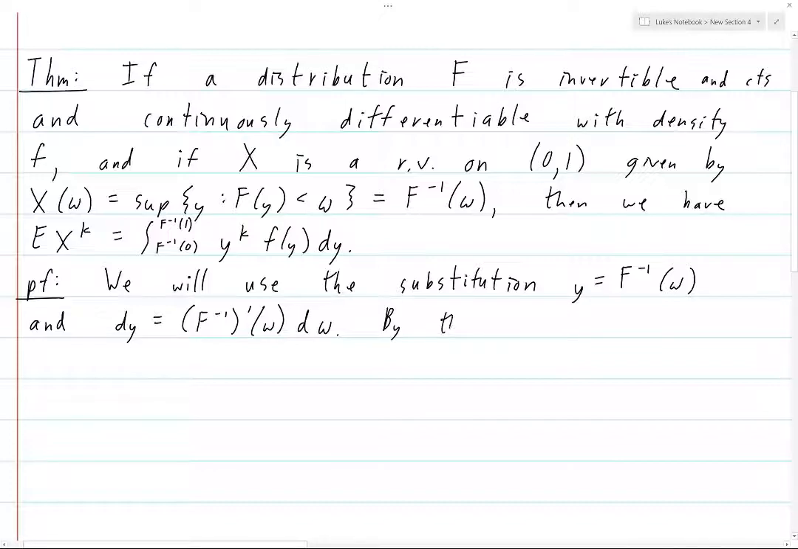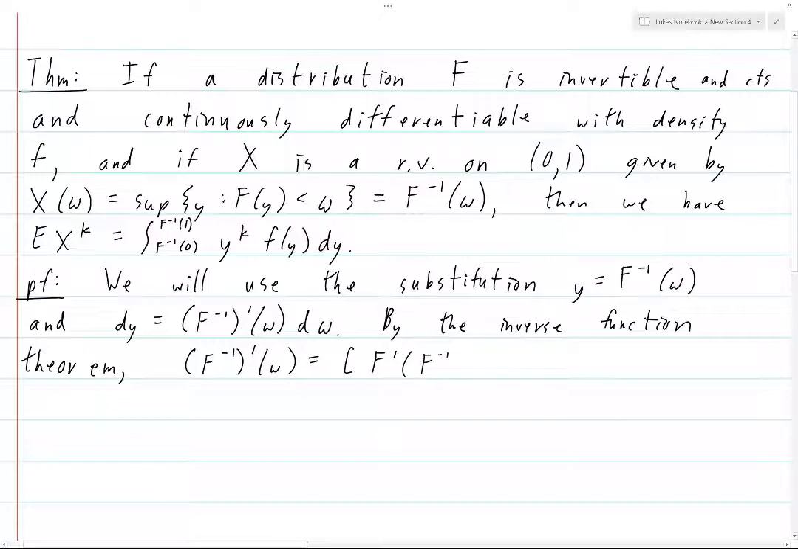So, by the inverse function theorem, this F inverse prime, basically the inverse function theorem tells you how to take the derivative of an inverse. It ends up being 1 over F prime of F inverse of omega, with F prime of F inverse of omega all in the denominator.